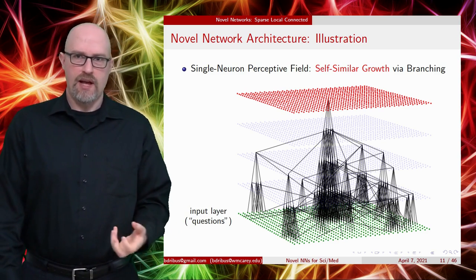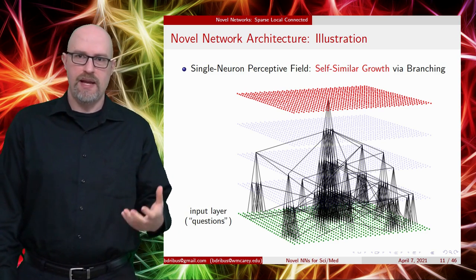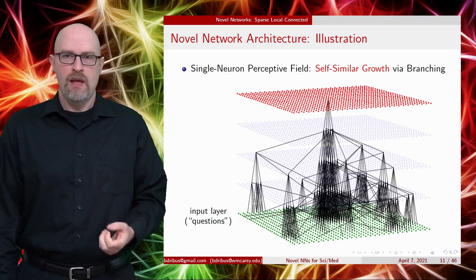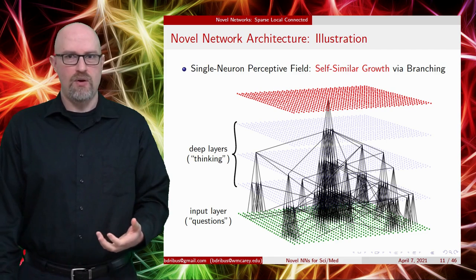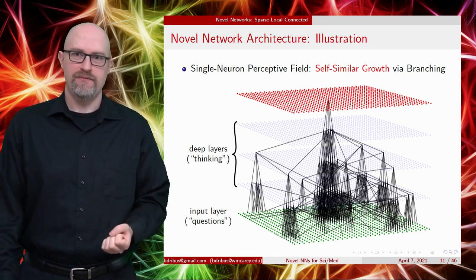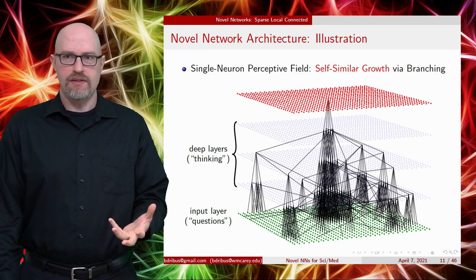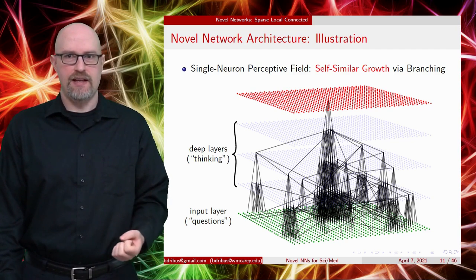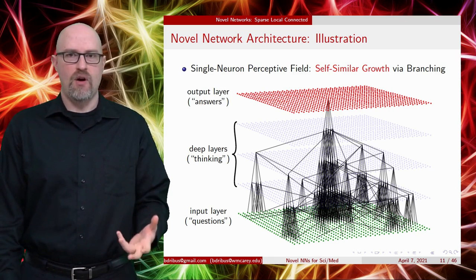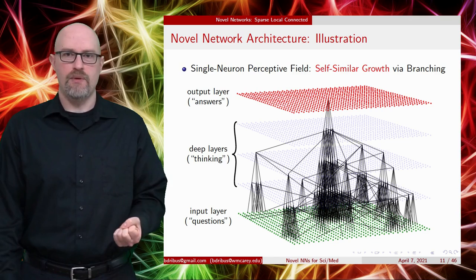The green input layer at the bottom receives the data to be analyzed, which represents the questions we are asking the network. The blue intermediate layers are called the deep layers, which is what puts the deep in deep learning. The deep layers perform most of the actual analysis or thinking in the network. The output layer is where we read off the results or answers given by the network.